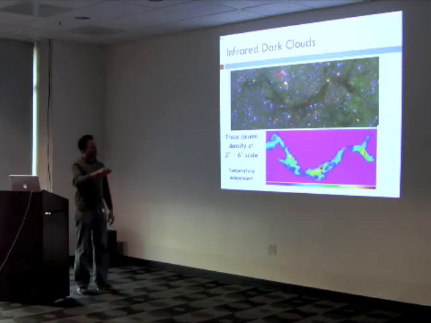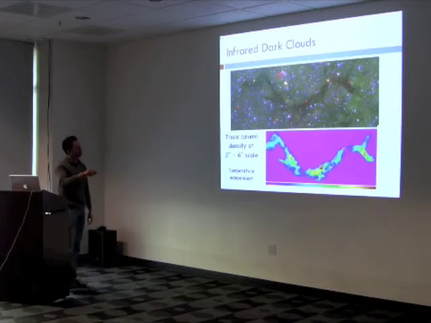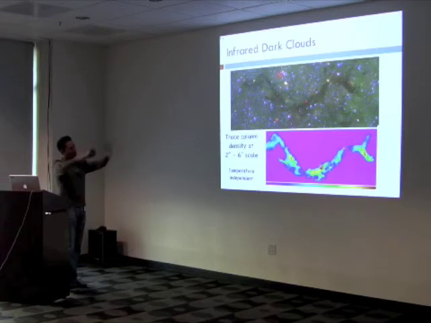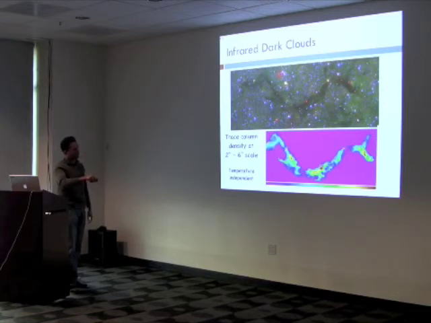We can't do that for these guys because the extinction is so high, we don't see any background stars. But we are fortunate enough to have this extended emission from the galaxy, which is all around it, and you can use that as a background source and build an extinction map. How much of the light gets absorbed or scattered, and you don't see it. So this is an extinction map.